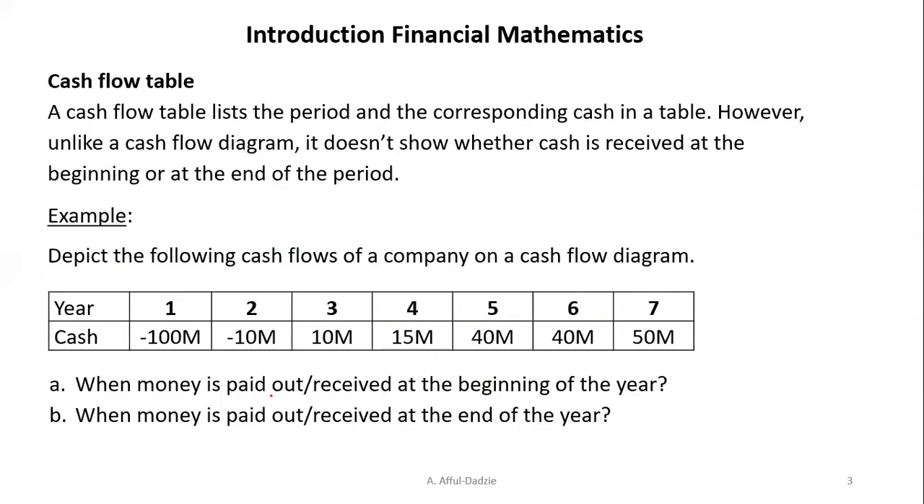So it says to depict the cash flows of a company on the cash flow diagram. So it means show this cash flow, okay? And in showing this cash flow, please show us when money is paid out or received at the beginning of the period and when money is also being paid out at the end of the period.